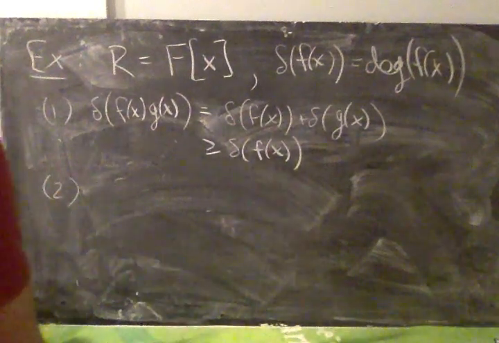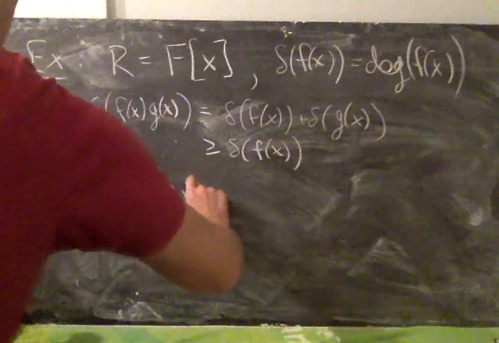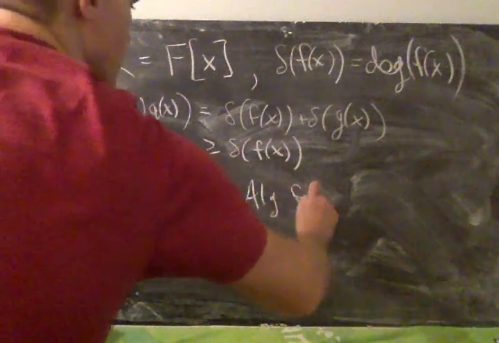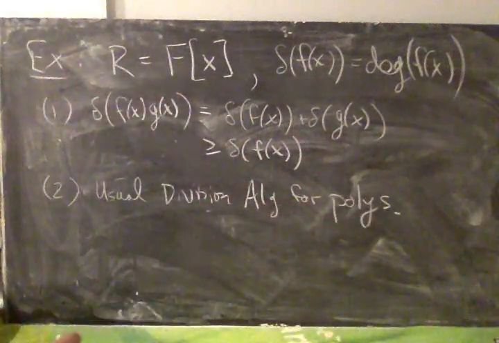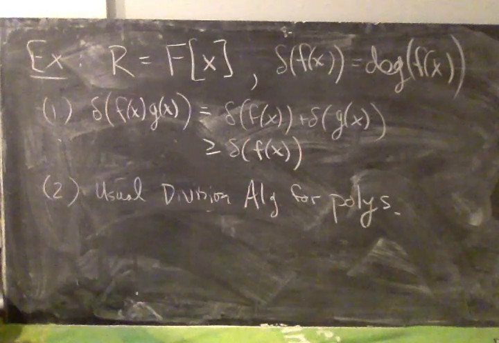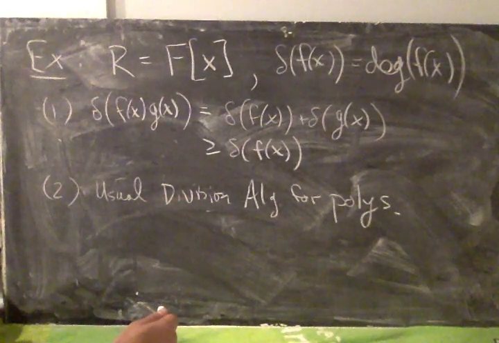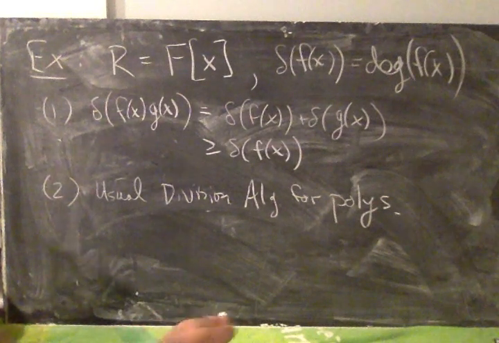And for property 2, again, we just have the usual division algorithm for polynomials. We explicitly constructed a division algorithm for polynomials that gives you a remainder that's either 0 or of degree less than the thing you're dividing by. And in that case, our division algorithm always produced a unique quotient and remainder.